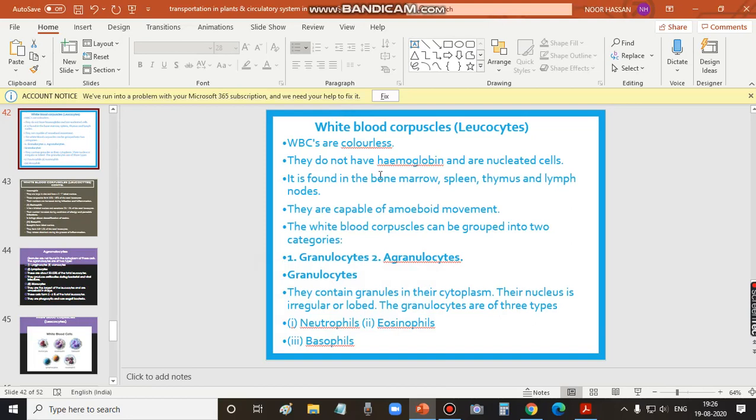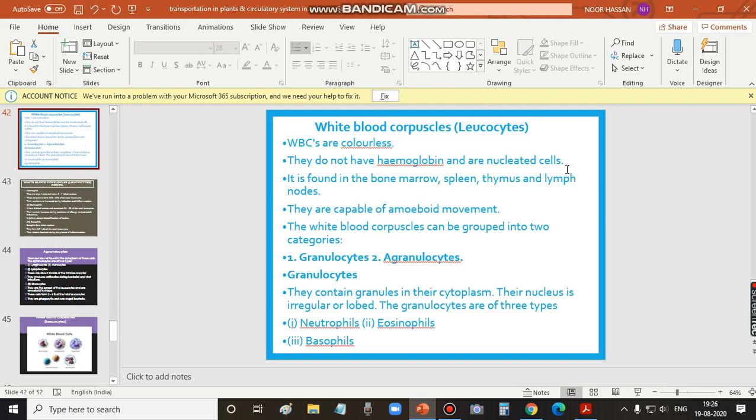We are discussing formed elements or blood corpuscles. This is about white blood corpuscles or leukocytes. WBCs are colorless. Unlike RBCs, WBCs are colorless because they don't have hemoglobin. Hemoglobin is the pigment that gives red color to our blood, so that is absent in WBCs. So they are colorless. Another difference is RBCs have no nucleus, but WBCs are nucleated.